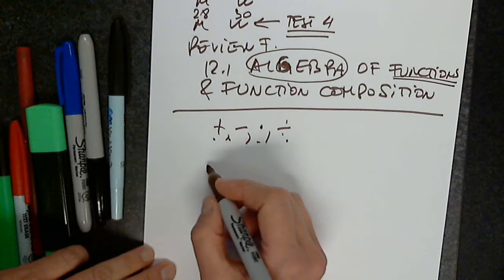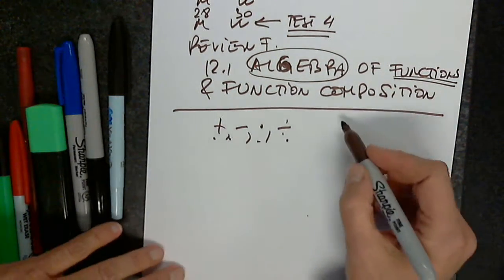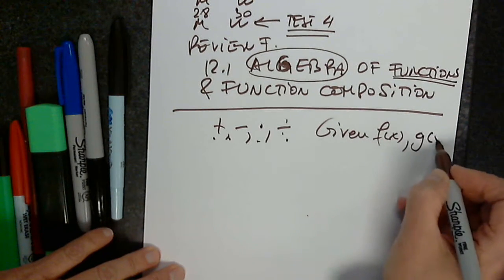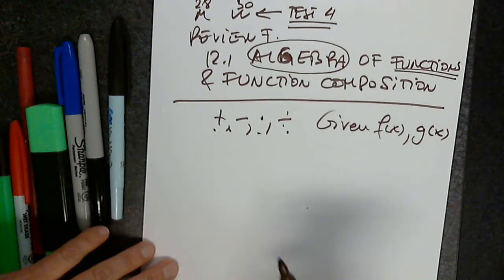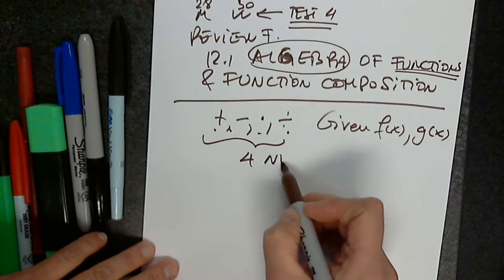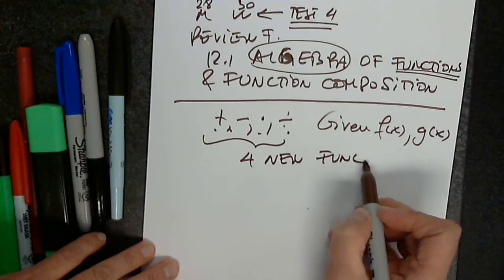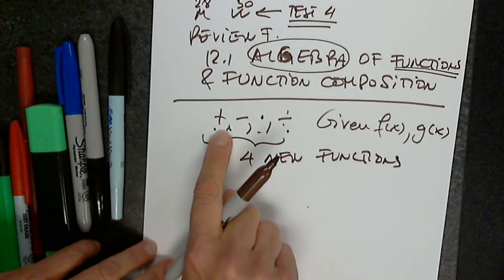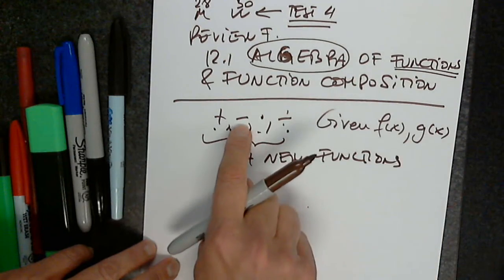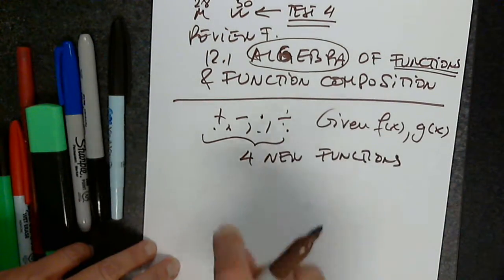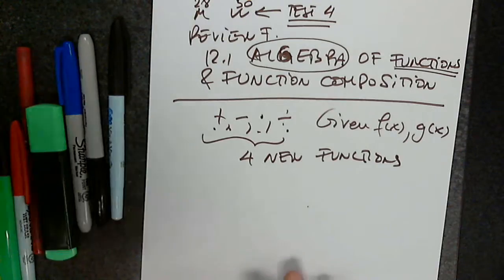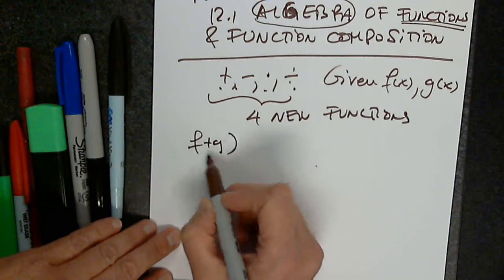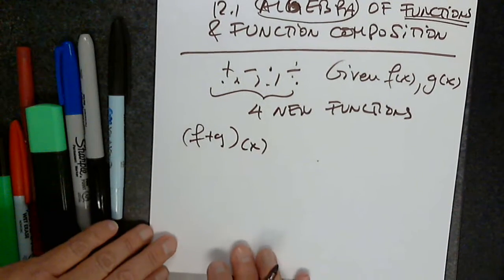So we will be creating, if we are given two functions, so I'm going to say given f of x and g of x, we will be creating 4 new functions. Using these functions when adding them, using these functions and subtracting them, using these functions multiplying and then dividing. So these functions will have specific names that will easily identify the operation required.